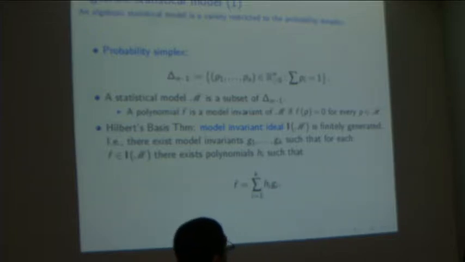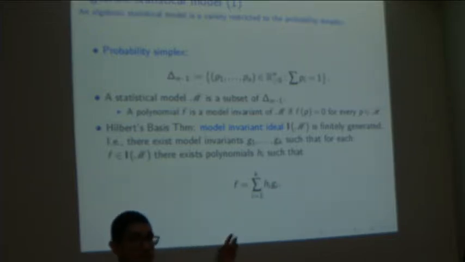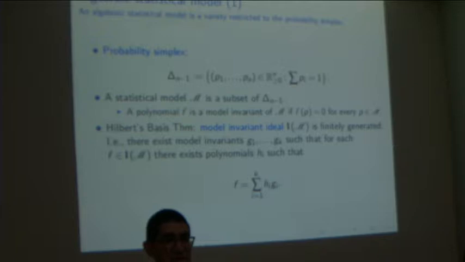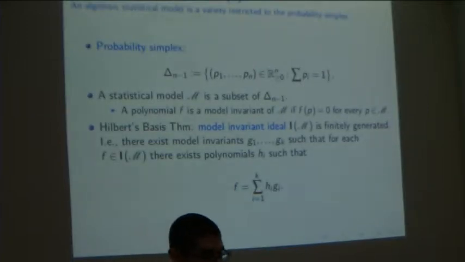So the point is that there may be infinitely many model invariants, but you can always reduce it down to finitely many. And one part of algebraic statistics is finding model invariants for some statistical model which you don't have a description like this for. Maybe it's parameterized. Go ahead.